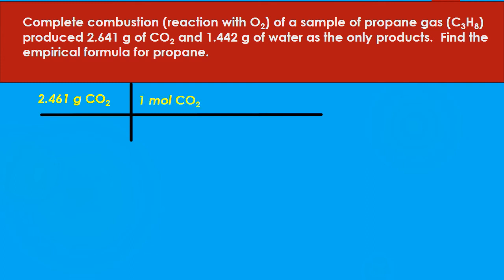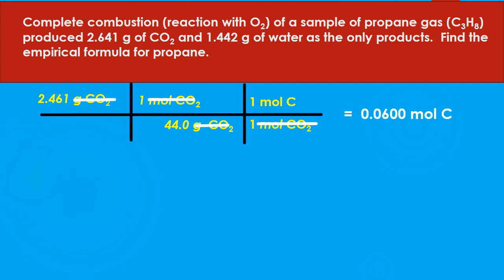So we start with this. We start with 2.641 grams of carbon dioxide. We know in 1 mole of carbon dioxide we have 44.0 grams. So that gives us moles. Now look at the formula for carbon dioxide, CO2. We have 1 carbon atom in 1 mole of carbon dioxide, or 1 mole of carbon atoms in 1 mole of carbon dioxide. So that gives us 0.0600 moles of carbon.